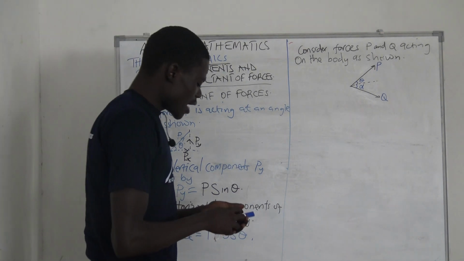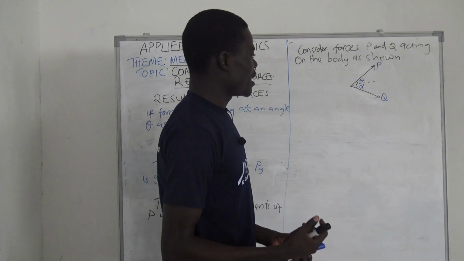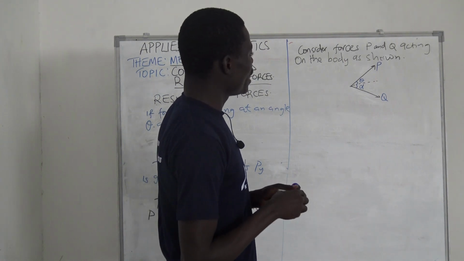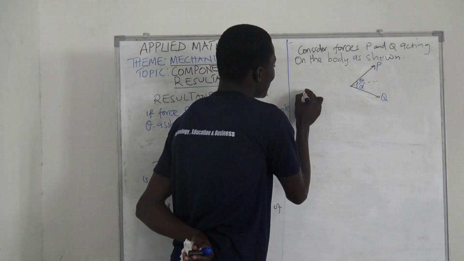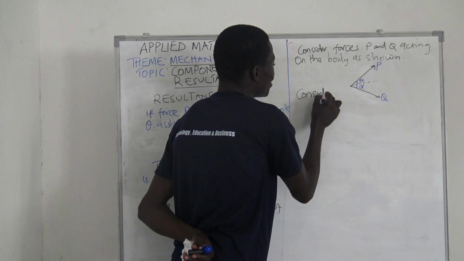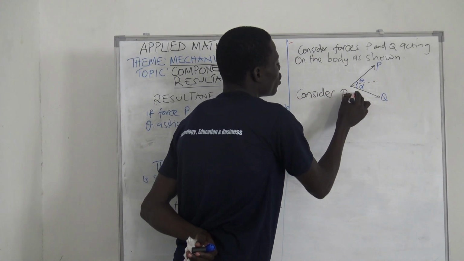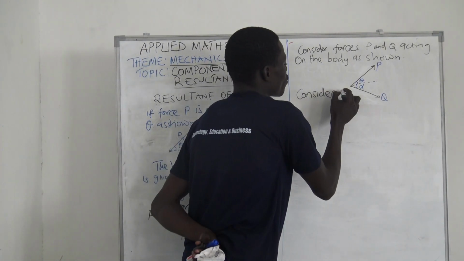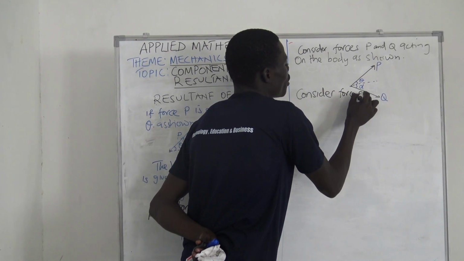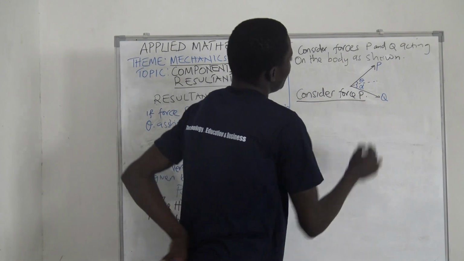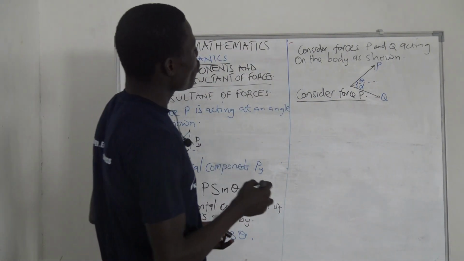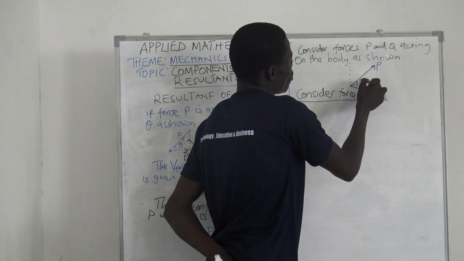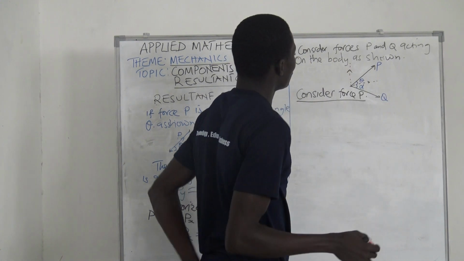So let us start with this one. You take one particle at a time. For a start, let us take one at a time. We consider force P acting on the particle. This is our force P. It has both vertical and horizontal components. This is the horizontal component, this is our vertical component.